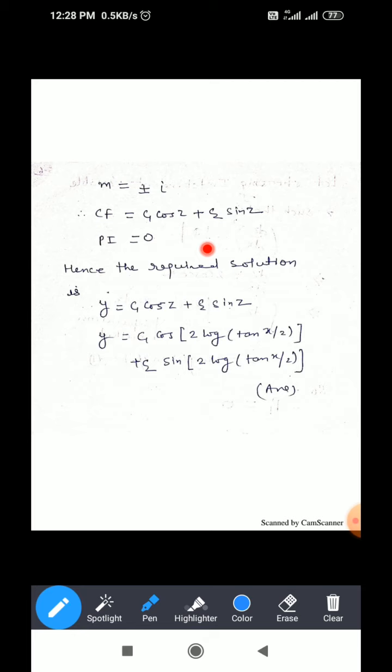Whenever we put the value of z, this is equal to y equals C1 cos 2 log tan x by 2 plus C2 sin 2 log tan x by 2.